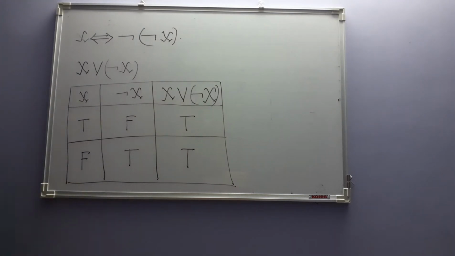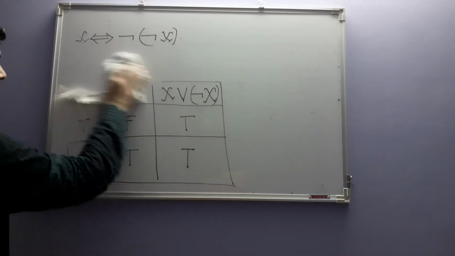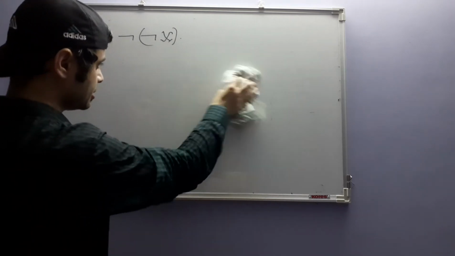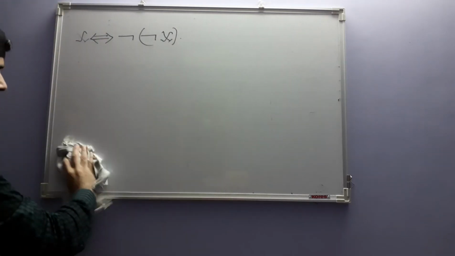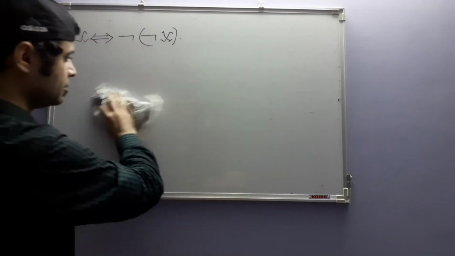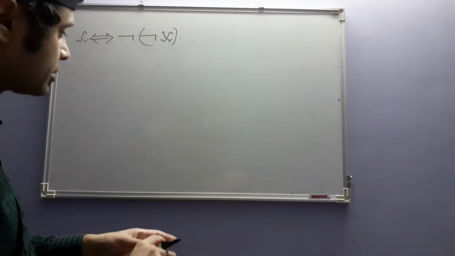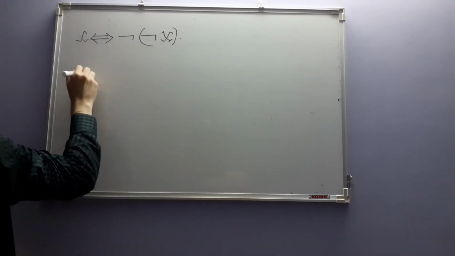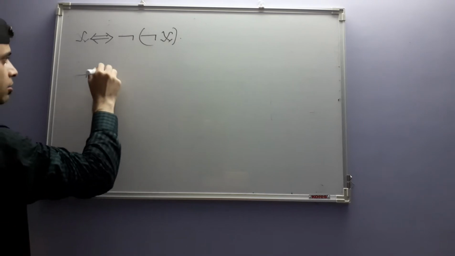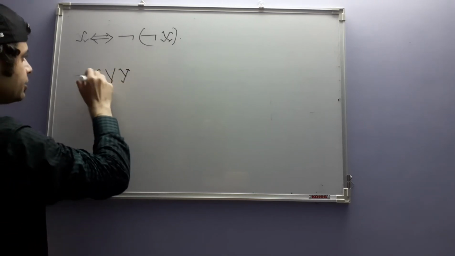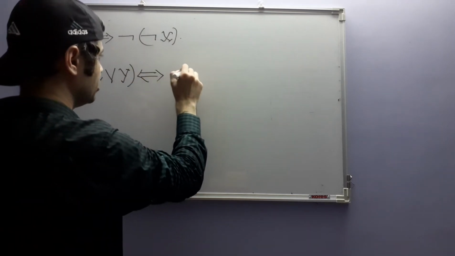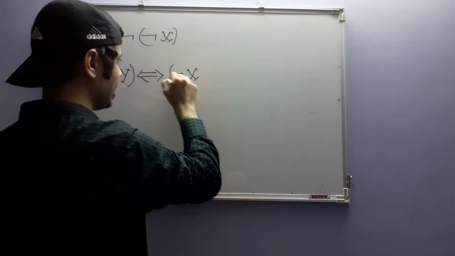And lastly, I want to prove one of the De Morgan's laws, just so that you can become more familiar with these things, with how the proofs are carried out, how the truth tables are constructed. So let me prove this one. Negation of X or Y is logically equivalent to negation of X and negation of Y.